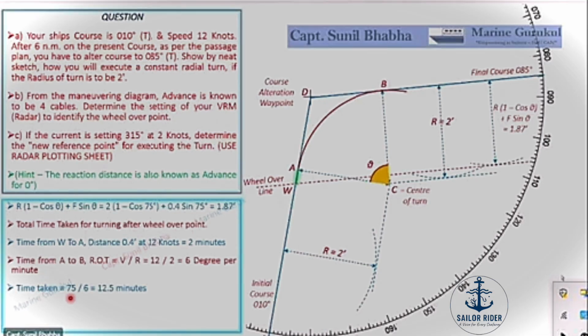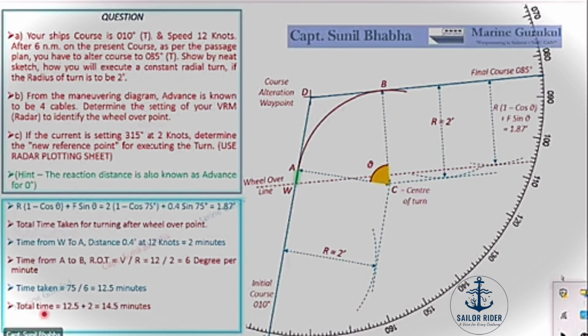The total alteration which is to be done is for 75 degrees. So the time taken by the ship would be 75 divided by 6. The vessel is altering 6 degrees per minute. So 75 degrees divided by 6 degrees per minute gives us a time of 12 and a half minutes. So vessel is going to take 12 and a half minutes to move on the curved path from Alpha to Bravo.